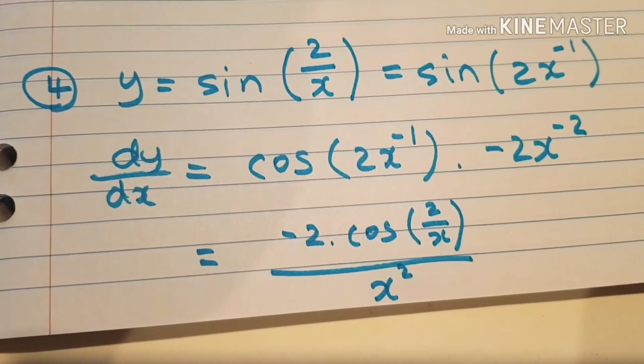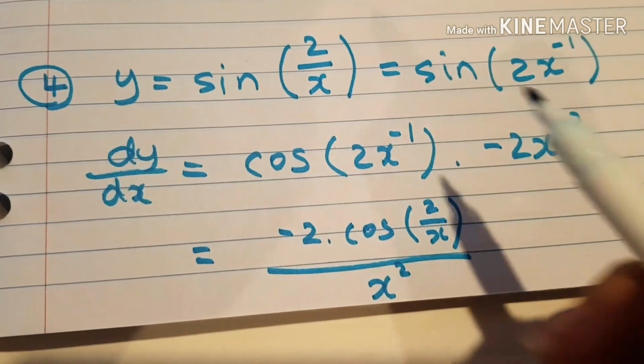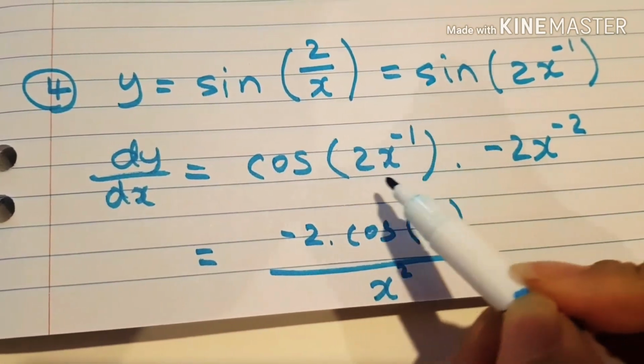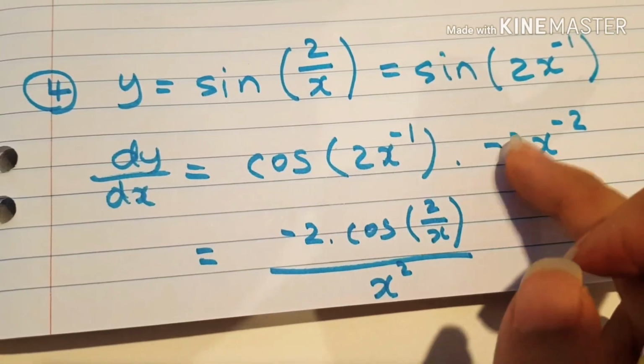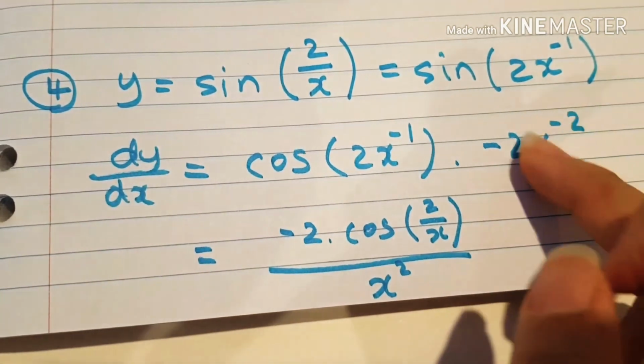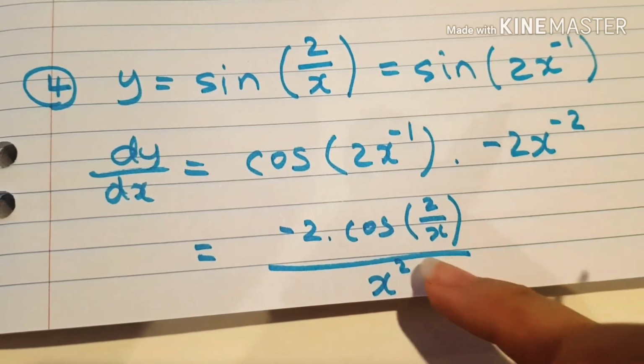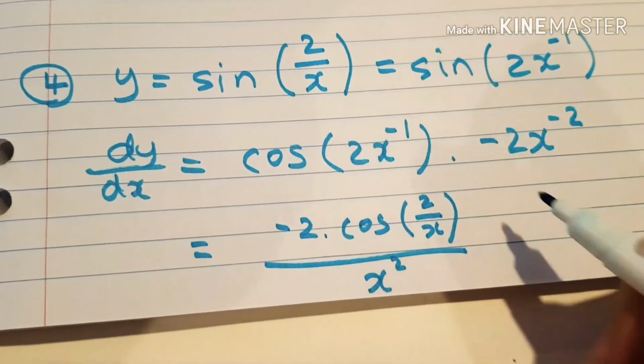Okay, and the final answer, I can simplify it like this, because that one inside the bracket is 2 over x. Okay, cosine 2 over x. Negative 2, and this is 1 over x squared, right? So x squared goes at the bottom.